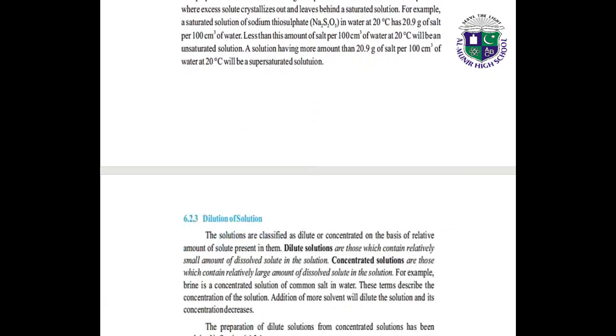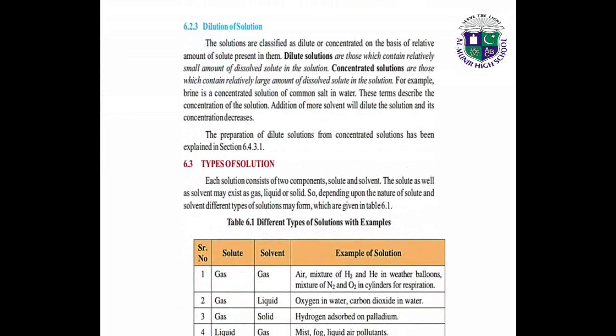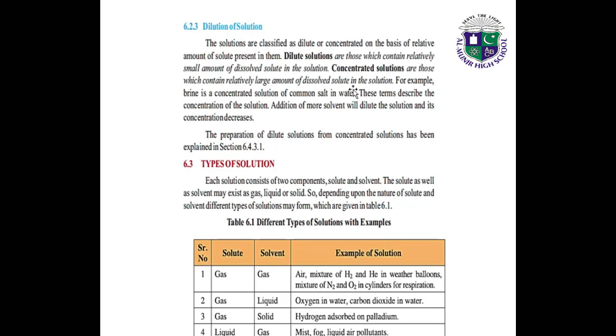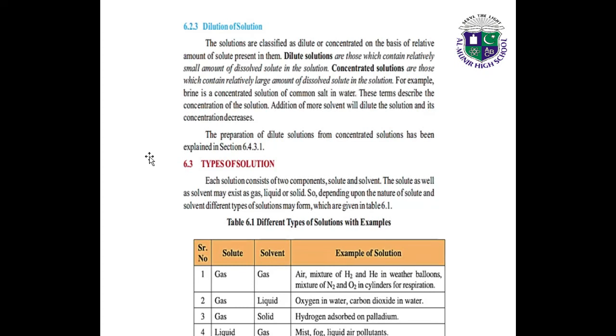Next students, we have the concept of dilution of solution. The solutions are classified as dilute or concentrated on the basis of relative amount of solute present in them. Dilute solutions are those which contain relatively small amount of dissolved solute in the solution. Concentrated solutions are those which contain relatively large amount of dissolved solute in the solution. For example, brine is concentrated solution of common salt in water. These terms describe the concentration of the solution. Addition of more solvent will dilute the solution and its concentration decreases.